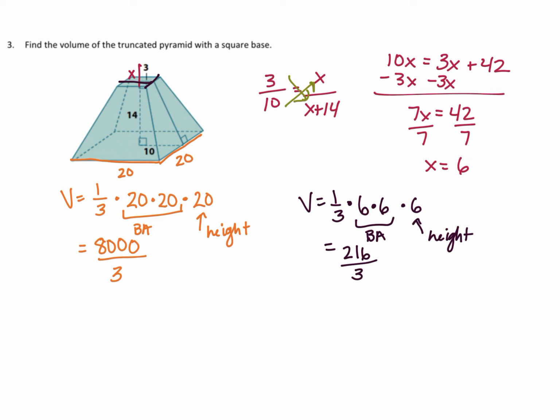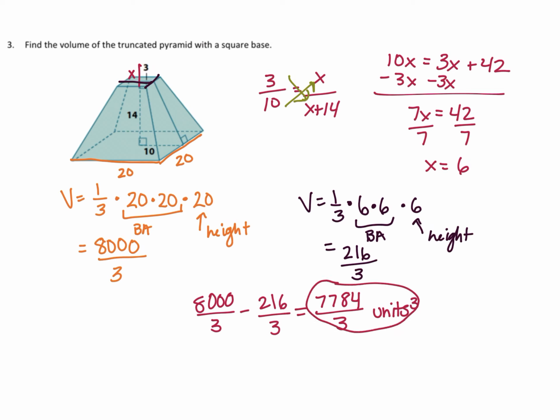We are missing that top part, so 8,000 over 3 minus 216 over 3 is 7,784 over 3 units cubed because it is a volume.